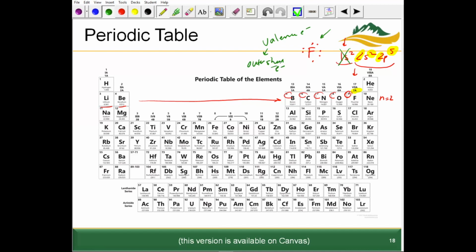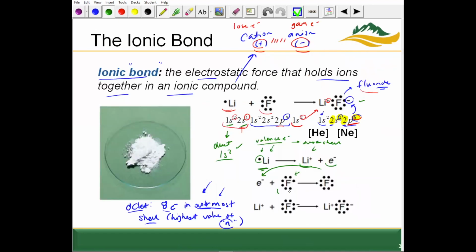And again, shell is the n value, so n equal 2 is the outer shell compared to n equal 1 here. So here's fluorine depicted. It has 9 electrons, but we're only showing the valence electrons in a depiction like this. It can gain an electron from lithium that gave up that electron. When fluorine accepts that electron, it then forms this conformation. It now has 8 valence electrons around it, so now fluorine is happy.